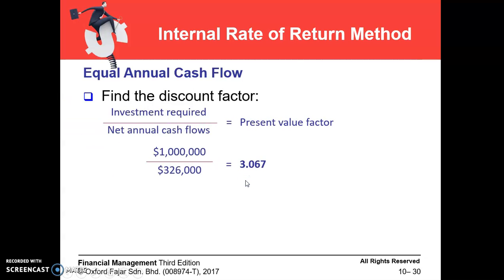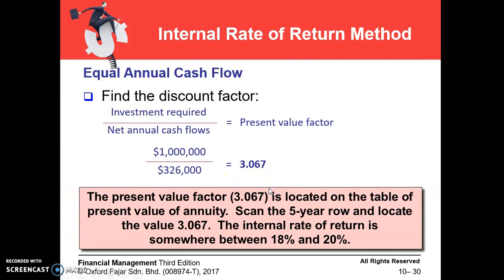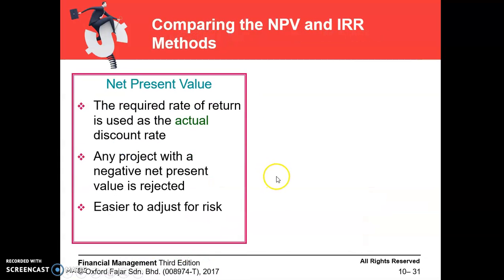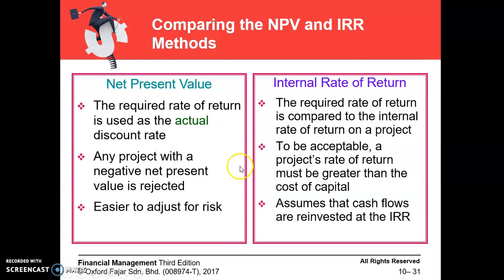So, in order to find the IRR, you have to divide investment required over net annual cash flow. So, the present value factor will be 3.067. Okay, then you can compare net present value and IRR. Okay, net present value, any project with negative net present value is rejected. But for IRR, to be acceptable, a project rate of return must be greater than the cost of capital. Okay, you can compare NPV and IRR methods.